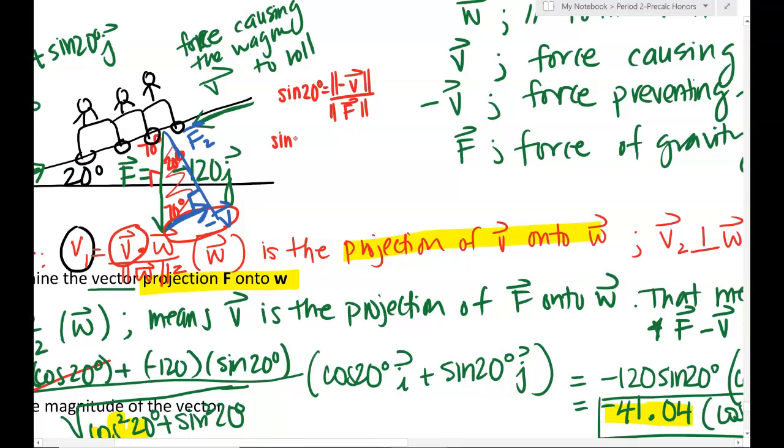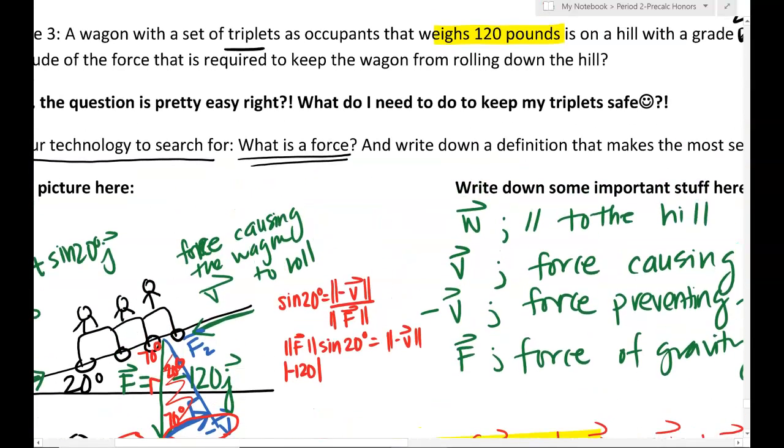Oh, you know what? Let's try to cross multiply. Is that okay with you? Get rid of the fractions by multiplying both sides by the magnitude of F. So now the magnitude of F times sine of 20 degrees equals the magnitude of negative V. What do we know from here? We only know F, would you agree? So how do we find the magnitude of F? The magnitude of F is the absolute value of 120 pounds, because remember, it was told to us earlier.